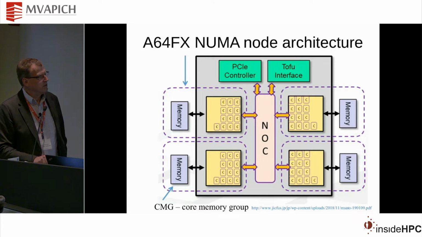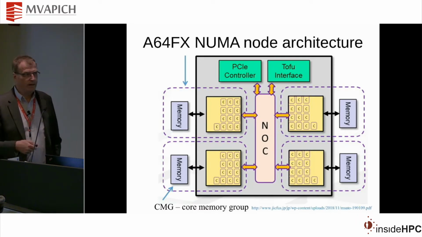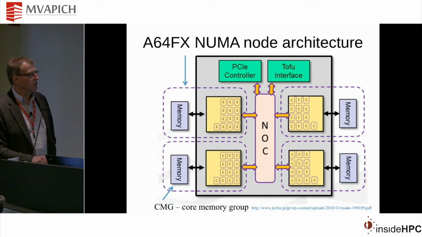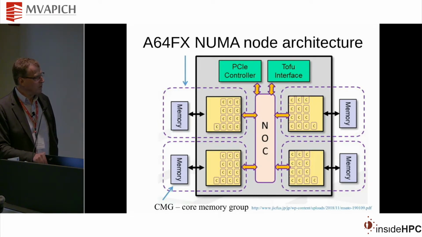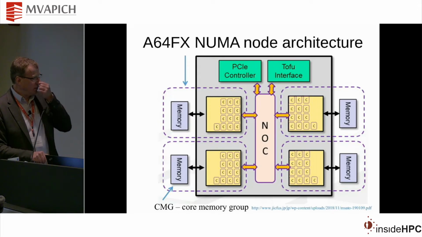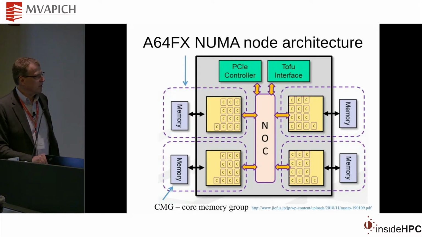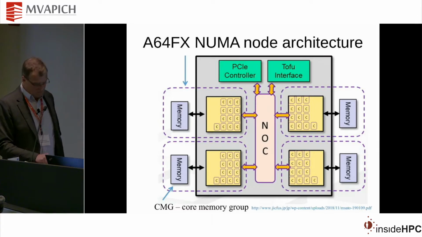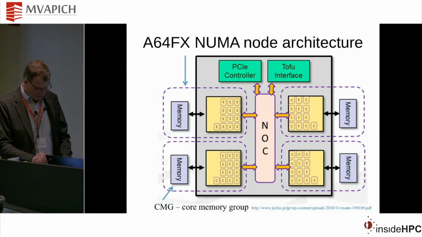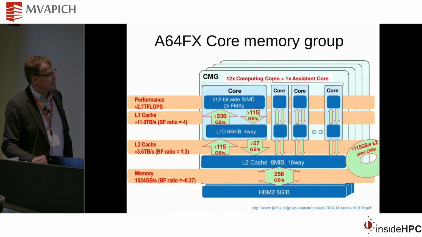Looking at the architecture itself, it's a NUMA architecture, so again, the analogy to KNL actually holds fairly true. The chip's divided into 4 regions that Fujitsu is calling a core memory group. Each one's got 12 compute cores plus 1 helper core. And there's essentially a crossbar in the middle. Speeds and feeds are on this next slide.